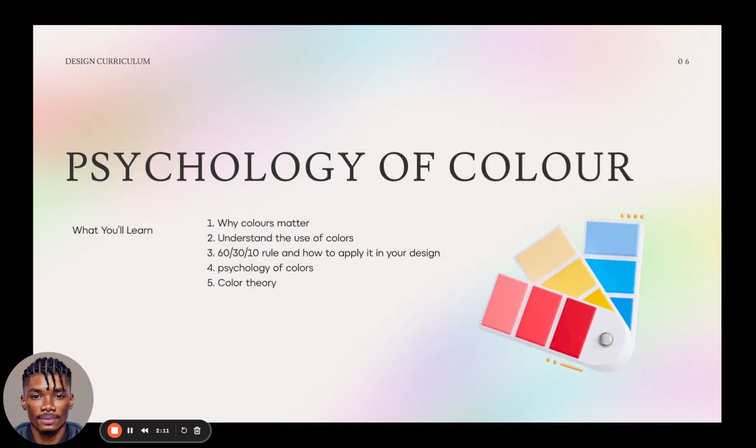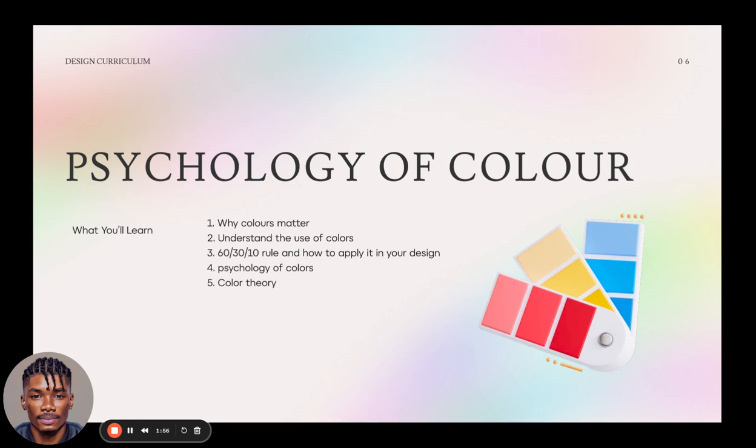Then we're going to move on to talk about the psychology of color. You'll be learning about why colors matter. As you understand the use of colors, you understand the 60-30-10 rule, and you understand how to apply that particular rule in your design. You're basically going to understand the psychology of color and color theory.